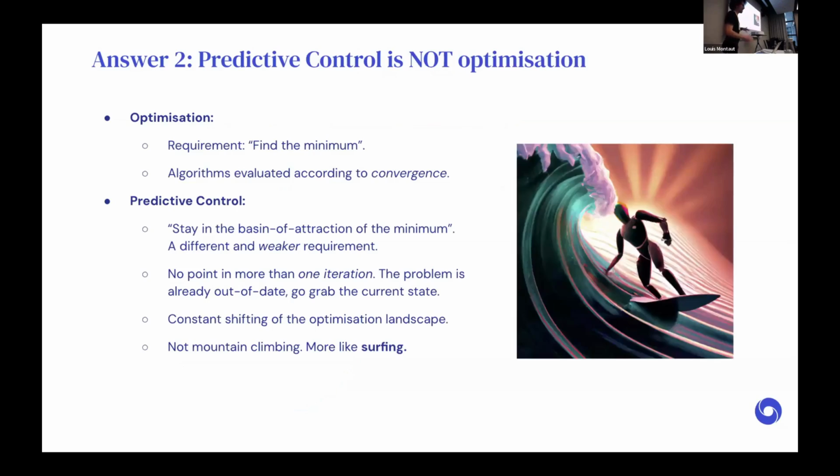And I think this is the right answer. The right answer is that predictive control is not really optimization. Predictive control is doing something else. Because optimization is about finding the minimum, and all the algorithms that you learned in your optimization class are designed to go to the minimum. But when you're doing predictive control, you are actually trying to do something much weaker. You have a much weaker constraint. You don't care about the minimum. You're trying to stay in the basin of attraction of the minimum within a shifting landscape. Okay, the landscape is shifting under your feet, and all you care about is staying in the same valley, as it were. And it's a much weaker requirement, and it's actually quite different.